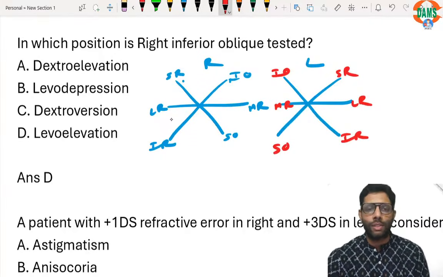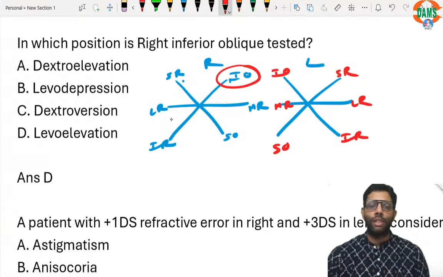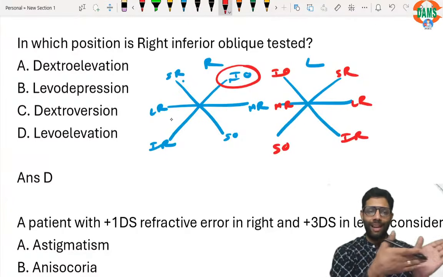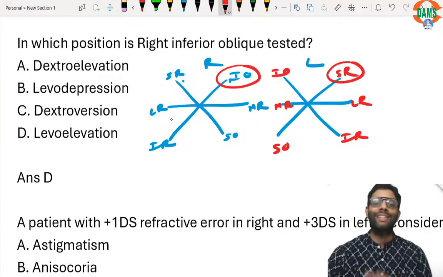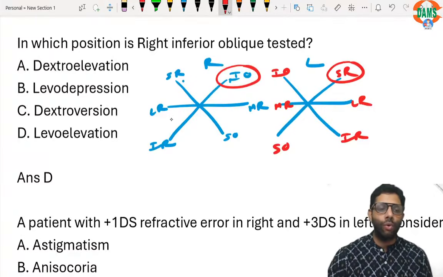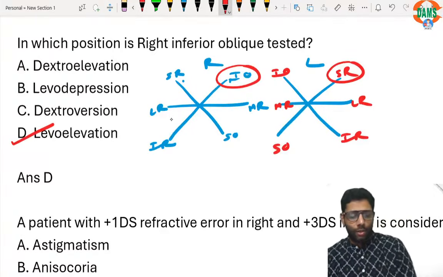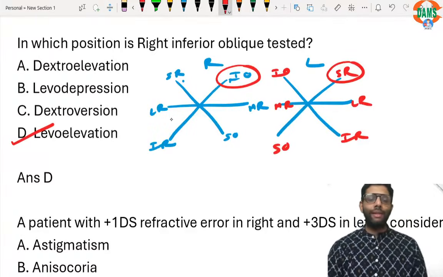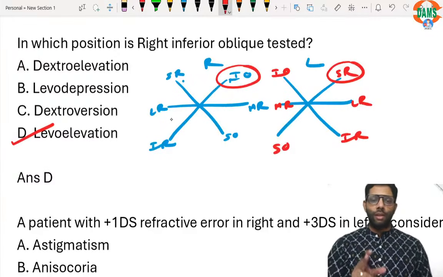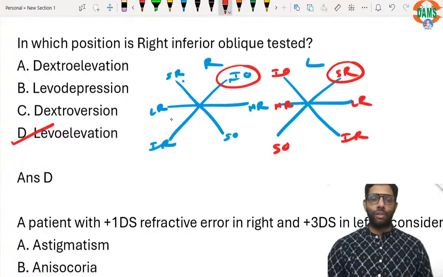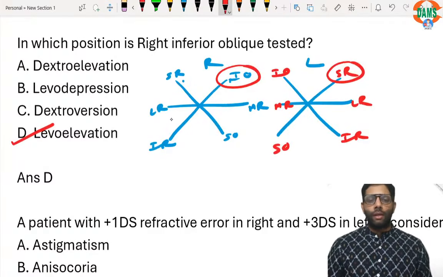So right IO is tested in which position? When the patient looks left and up, because in left and up, left SR and right IO are tested. So levoelevation is the answer over here. The mnemonic SIN RAD is just to remember the theoretical actions. This is practical, clinical actions by which you solve the questions. By SIN RAD, superiors are intorters, recti are adductors, you just solve the theoretical question.